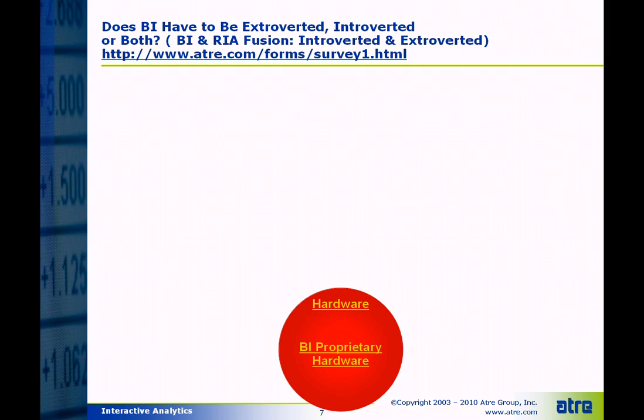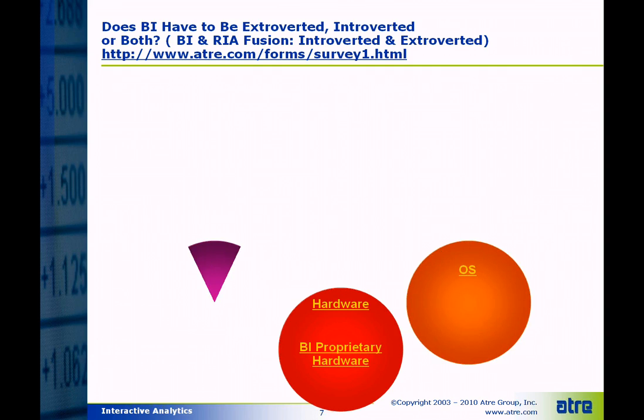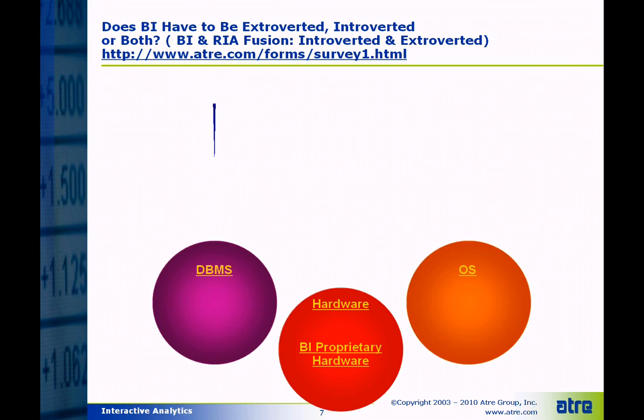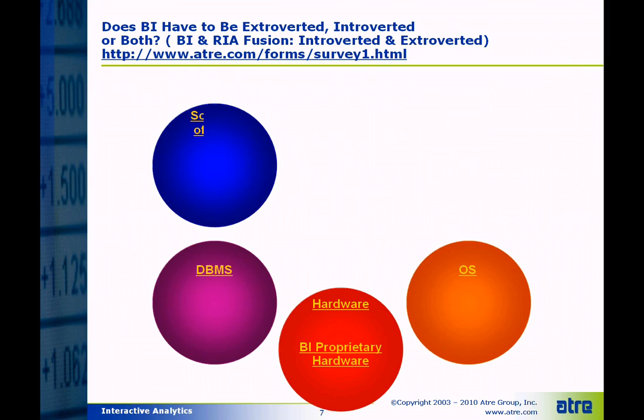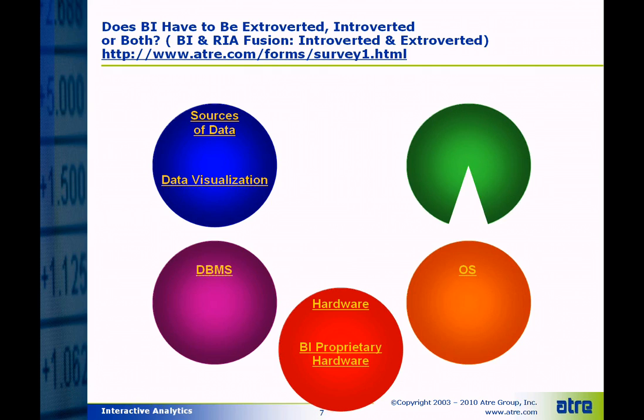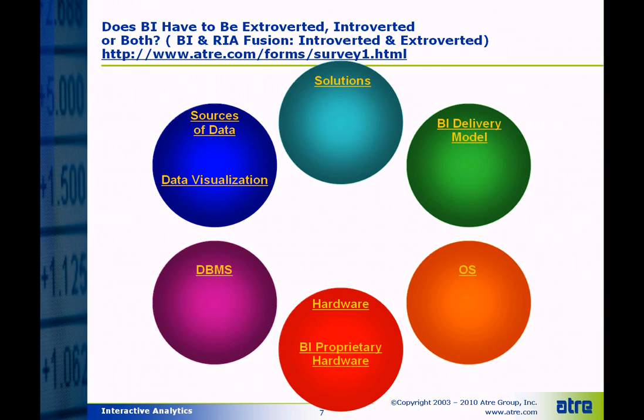I mean, rich information application is something which Mark will be speaking about. So BI and RIA fusion here. So we are looking at hardware. There is also BI proprietary hardware. Then the next component is operating system. The third one is database management system. The fourth one is sources of data and providing data visualization. And then we are talking about BI delivery model. And of course, we have to come up with the solutions. So we are looking at BI, so to say, as a utility.